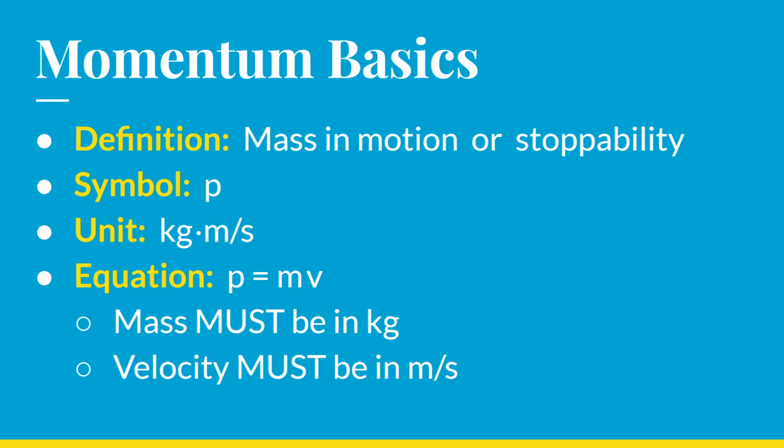Momentum, p, equals m times v. Momentum equals mass times velocity. Look at these units right here. Kilograms, that's your mass unit. Meters per second, that's your velocity unit. So when you multiply your mass and your velocity, you will get these units: kilogram meters per second. In order for you to get that, though, when you're using this equation, your masses must be in kilograms and your velocities must be in meters per second.